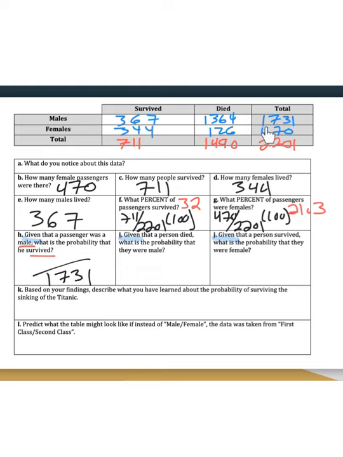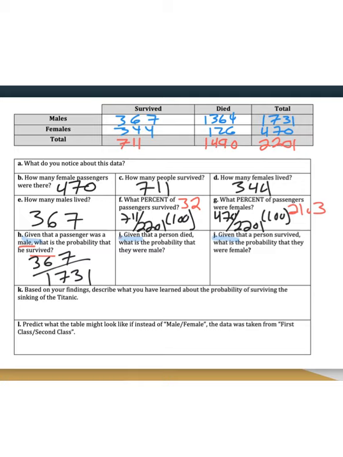Well, of the 1,731 total males, 367 of them survived. So my answer is 367 out of 1,731. Now I'm not going to actually divide this and multiply by 100 because I'm not asking for a percent, I'm asking for a probability. So I can leave my answer as a fraction.